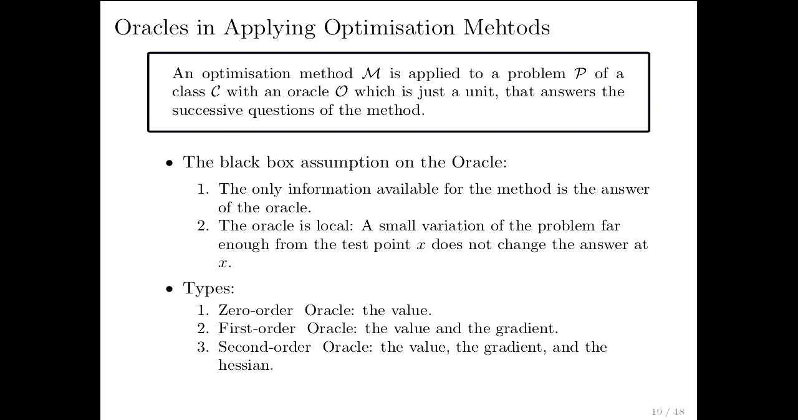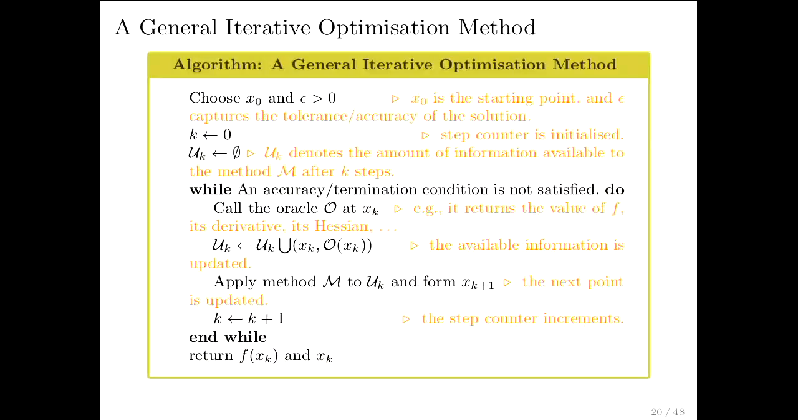If we really are keen, we can have higher order oracles, but the use of higher order information hasn't been proven to be very useful in solving optimization problems. You can construct higher order methods, but it's not worth the effort for the minimal gain that we get from using third order derivatives, for instance. So we focus on these three types of oracles mainly. Now, this is a general iterative optimization method.